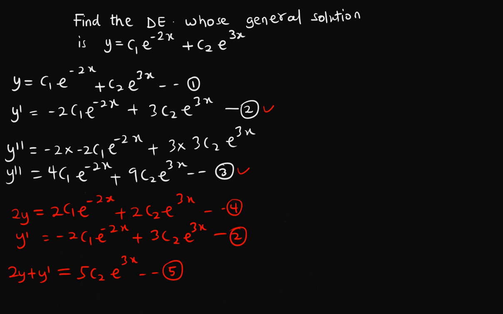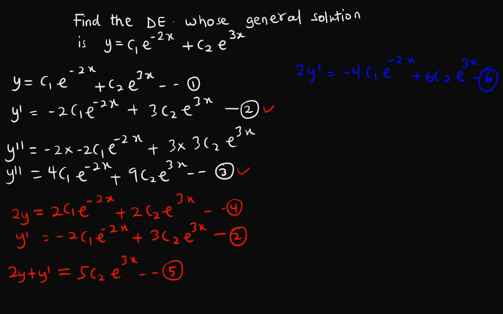So to eliminate c1 from equation 2 and then equation 3, I'm going to multiply equation 2 by 2. So that gave me 2y prime equals minus 4c1 e to the power of minus 2x, plus 6c2 e to the power of 3x. Let's name this equation 6.